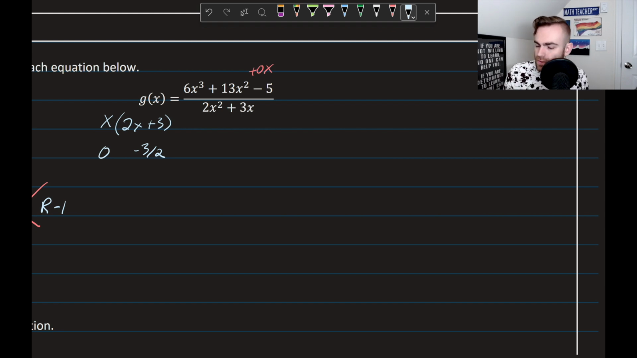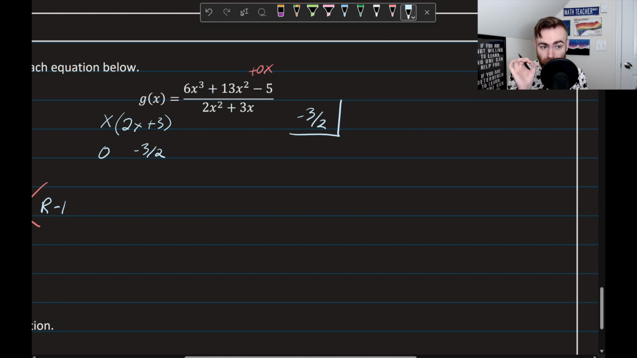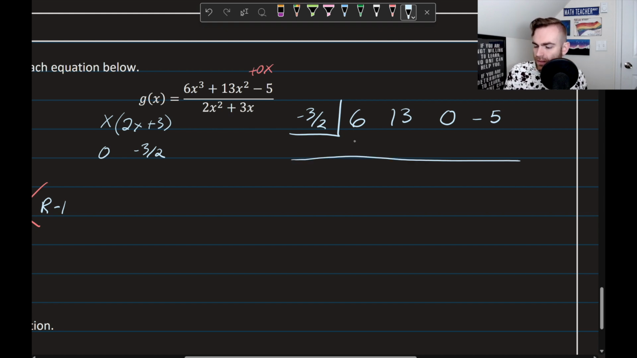So we're going to throw negative 3 halves in a box, and we're going to write out our terms. We're going to remember to write a 0 for the linear term because it's missing. 6, 13, 0, negative 5. So we're going to go about our process like normal. Drop the 6. Negative 3 halves of 6 is negative 9. Add those together, we get 4. Negative 3 halves of 4 is negative 6, which gives us negative 6. Negative 3 halves of negative 6 is a positive 9. Add those together, we get a 4 as our remainder.